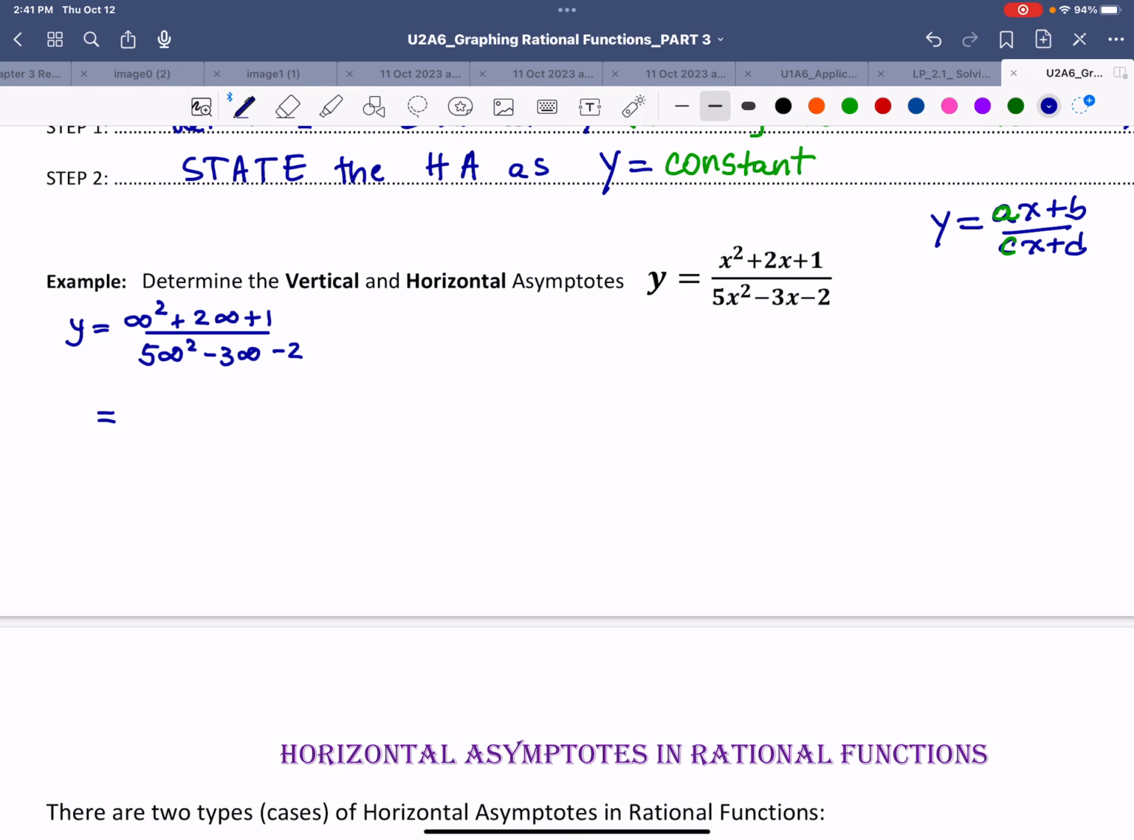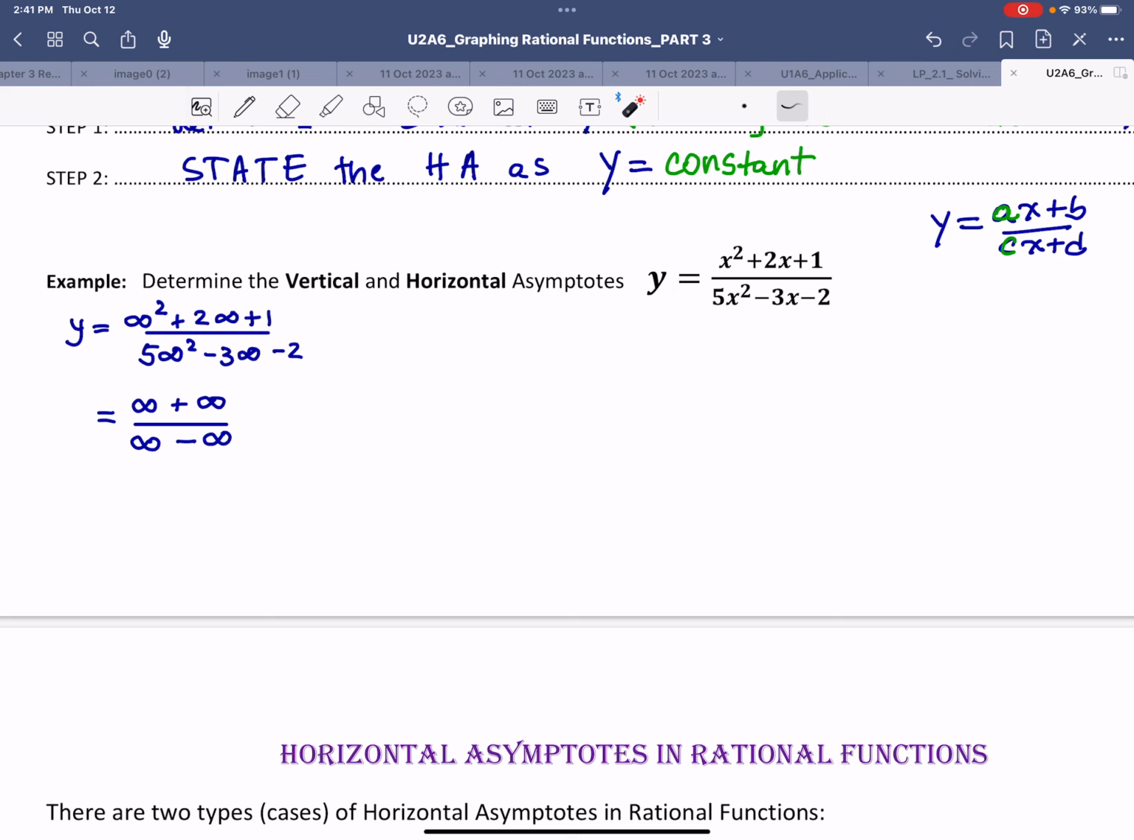Let's try to evaluate this. So infinity squared is infinity. 2 times infinity is infinity. And you add number 1 to infinity, you still get infinity. In the denominator, we have 5 infinity squared, that's infinity, minus 3 times infinity, that's minus infinity, and you subtract 2, then it's still negative infinity.